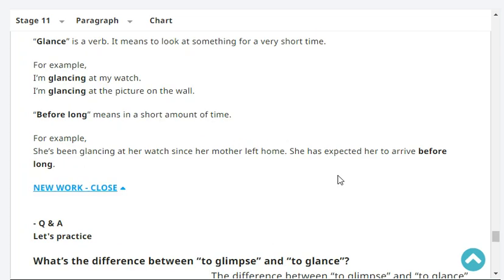Before long means in a short amount of time. For example, she's been glancing at her watch since her mother left home. She has expected her to arrive before long.